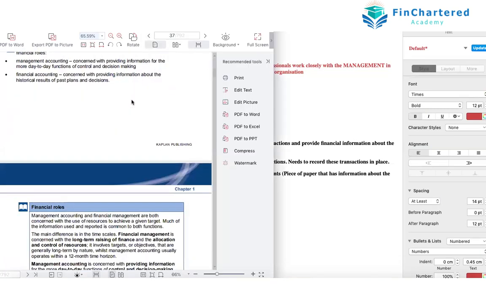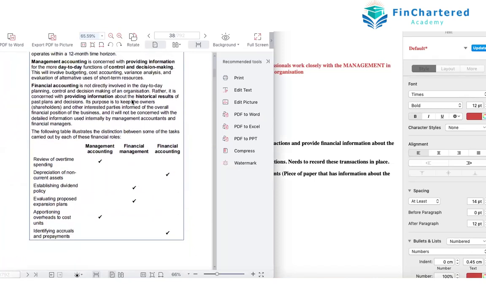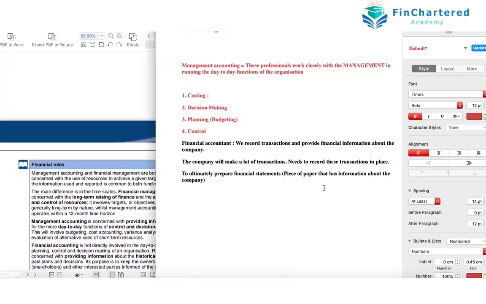Now there is more information. Oh, yes. They are also differentiating between financial accountant and management accountant. But if I have to differentiate between management accountant and financial accountant, this is what I will do.